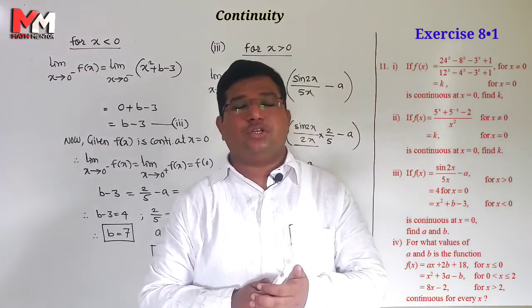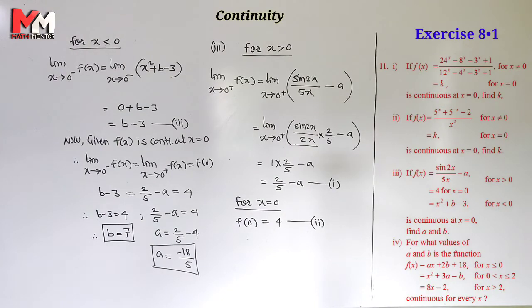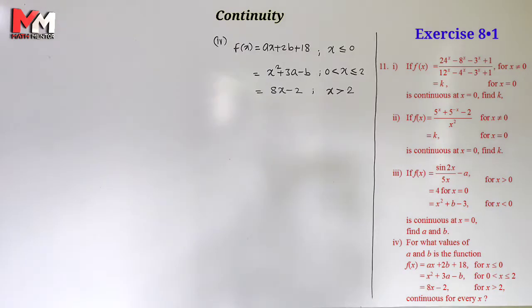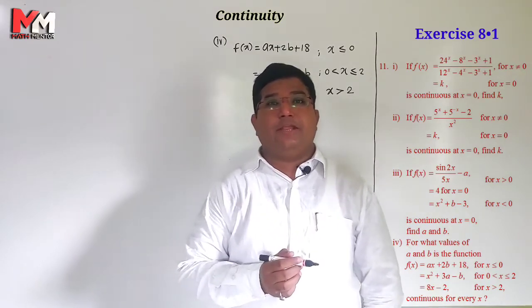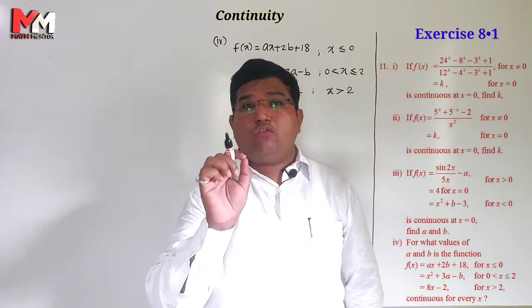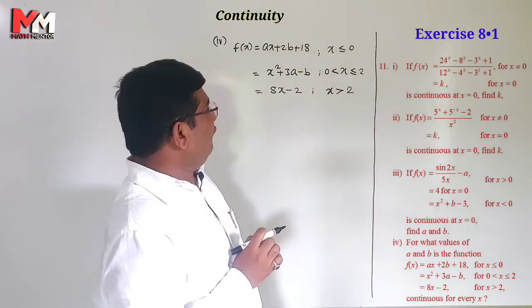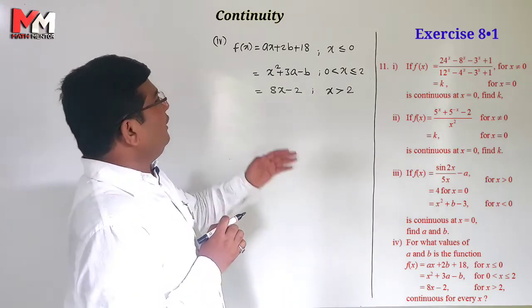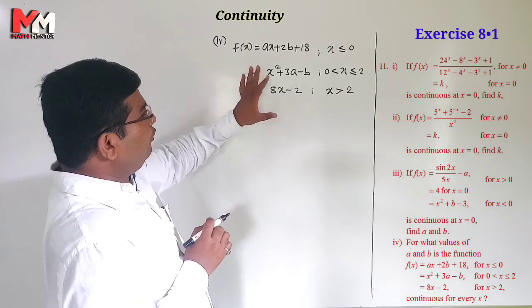Let's start question number 4. Example number 4. So see the question, example number 4 of question number 11, what he has given. For what values of a and b is f of x continuous, and then find the value of a and b. So for which values of a and b will the function be continuous, that is the question.